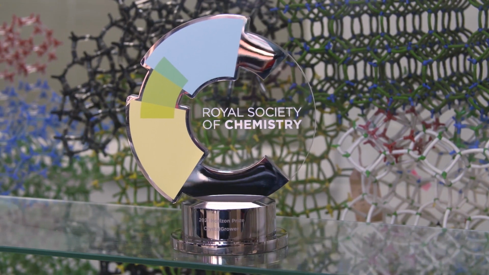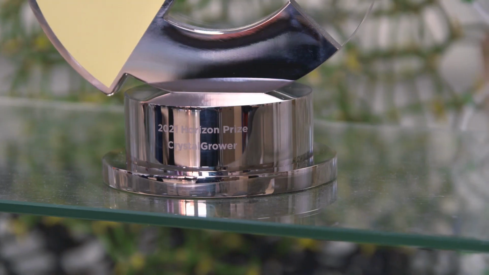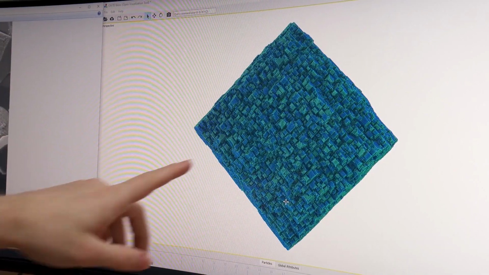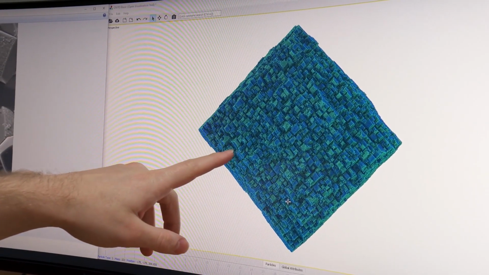In order to develop CrystalGrower, we've had to pull in expertise from experimentalists who are growing crystals, to theoreticians who can do the simulations, even to mathematicians to understand some of the complexities of these structures. And by putting all that together, these are people not only from the University of Manchester, but also in Australia, in Russia, and in Italy, we can solve these really complicated problems.